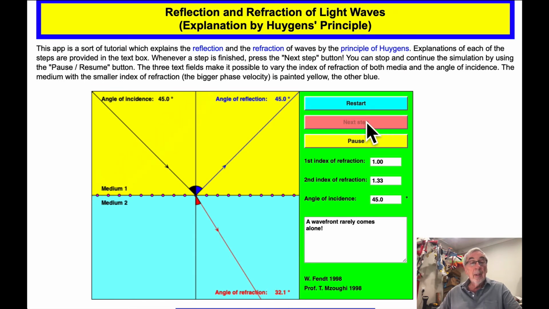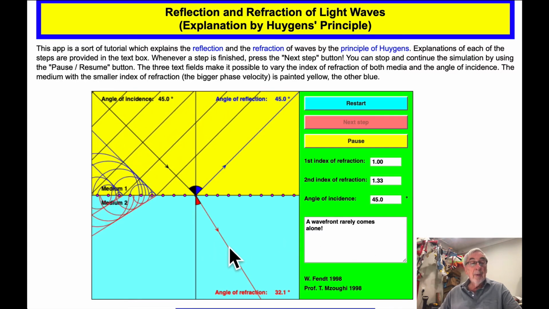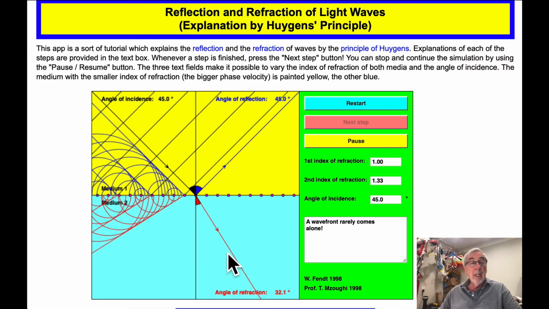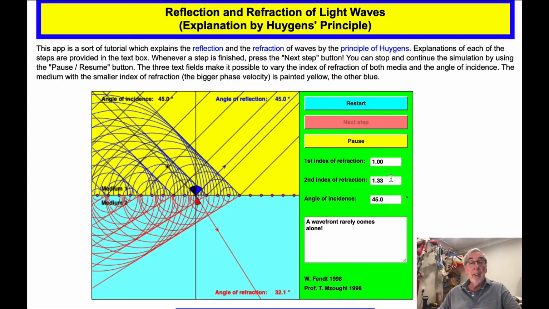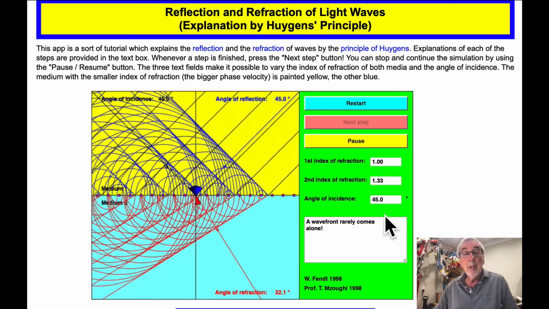Next step, let's get this. I can't go fast forward here. I'm getting impatient. You guys are tired too. It's been a long semester. So what you see now is the same kind of phenomenon, except that there's less bending down here. Obviously, if I made the index of refraction bigger, there'd be more bending.